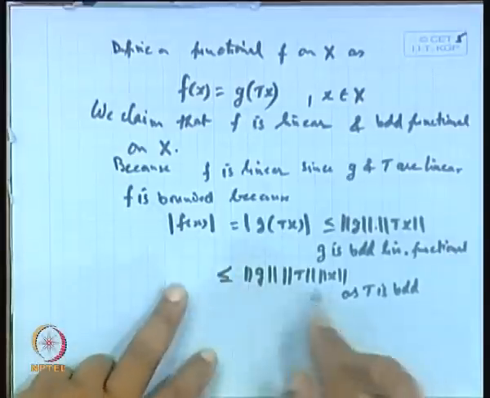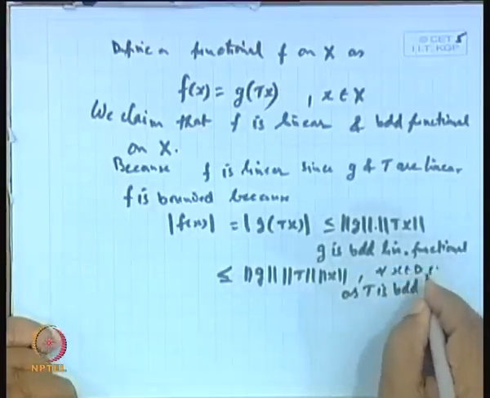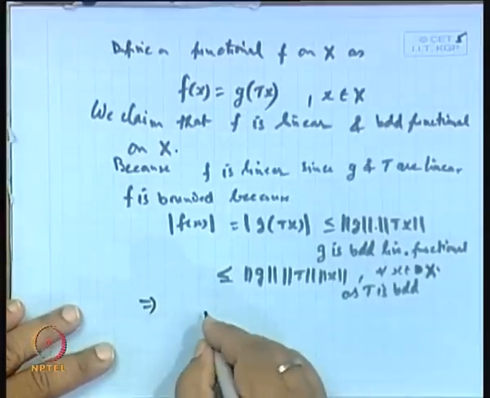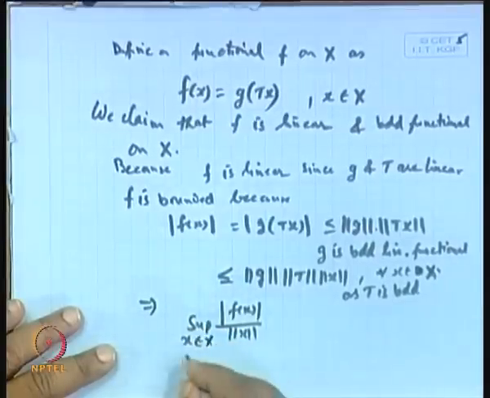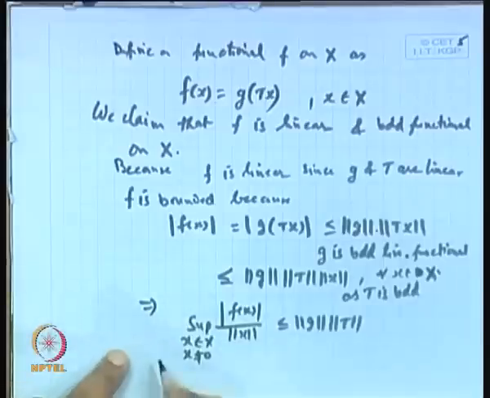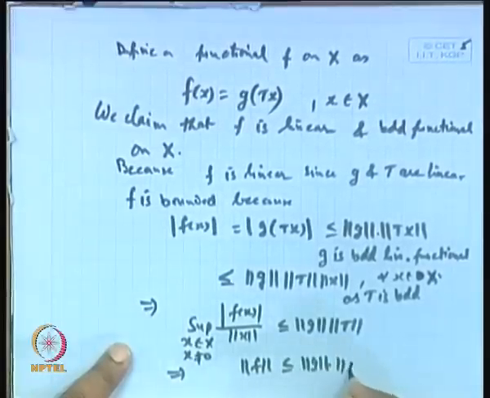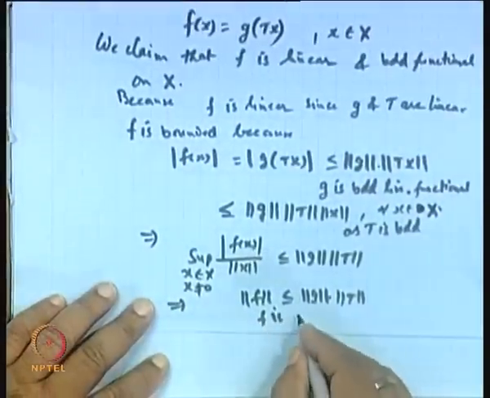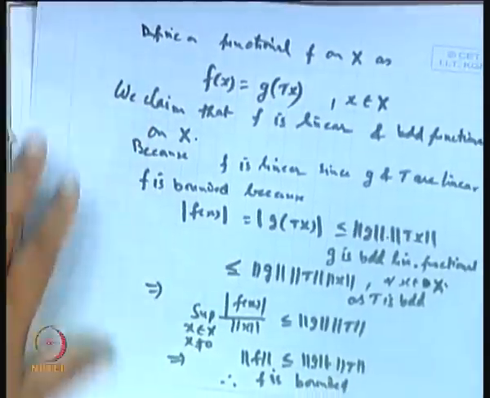Okay. So, we get the mod of f x is less than or equal to norm G norm T norm x. This is true for all x belonging to X. So, from here we can say mod of f x over norm x, take the supremum over all x belonging to capital X, x not equal to 0, is less than or equal to norm G norm T, but this is equal to norm f. So, this implies that norm f is less than or equal to norm G into norm T. Therefore, f is bounded. Is it okay? So, we have shown that f is bounded.